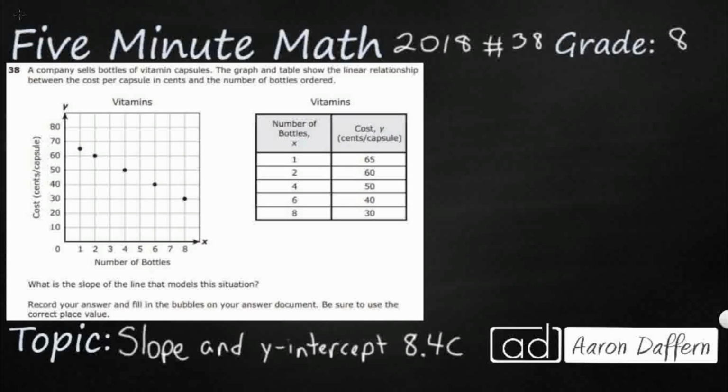So we've got a company selling bottles of vitamin capsules, and take a look. They give us a linear relationship here, and they're going to give us both a graph and a table. And as you can tell, they do match up, right? So you've got this x of 1, y of looks like 65. They've got that right there. 2 and 60, right? They're skipping 3, but I don't think it really matters because you can see that line going right there. So we have a matching graph and a matching table, so really you could just use either one you want to, right? This 8 obviously matches up with this 30.